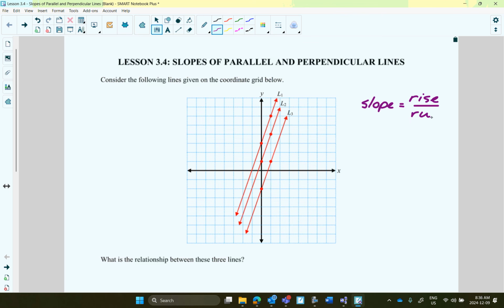If you don't have the graph, if you just have points, this is when you take the 2 points and you subtract the first y coordinate from the second one over the second x coordinate minus the first one. Okay? So this is if you have a graph. This is if there's no graph.